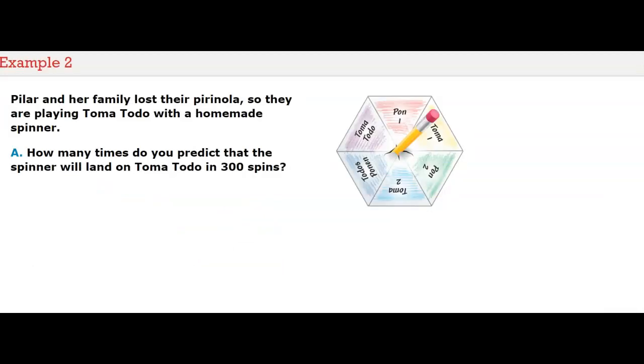Pilar and her family lost their pirinola, so they are playing Tomatodo with a homemade spinner. Part A. How many times do you predict that the spinner will land on Tomatodo in 300 spins?